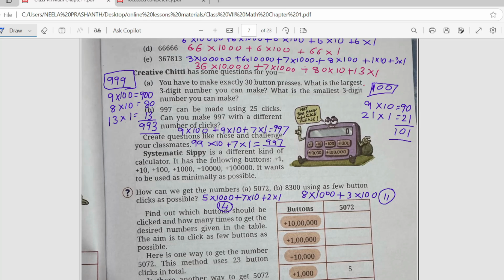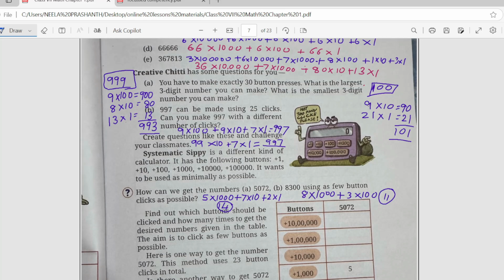Similarly, the smallest 3-digit number is 100. So can we achieve 100? Less than 100 is not a 3-digit number. So nearest to 100, what is the number that we can achieve? When we try it with different possibilities, we found that 100 we are not able to achieve.